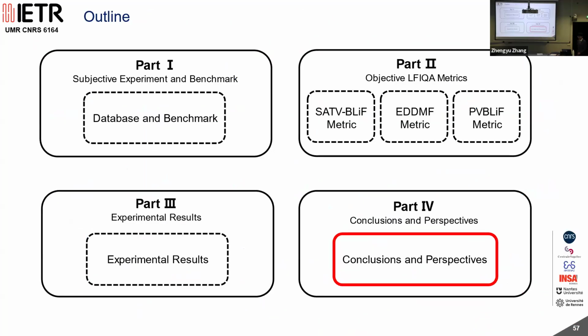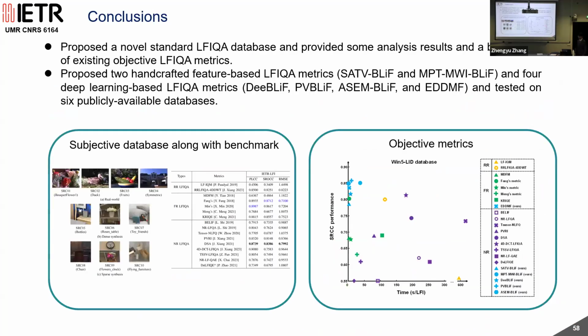So in the final part, we conclude our work and provide some perspectives. In summary, we have two main contributions in the research of light field image quality assessment. First, we propose a new database and provide some analyzed results and a benchmark of the existing objective metrics. Second, we propose two handcrafted feature-based metrics and four deep learning-based metrics, and we test them on six publicly available databases.